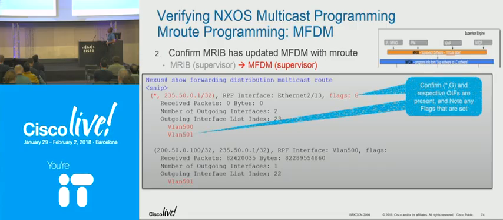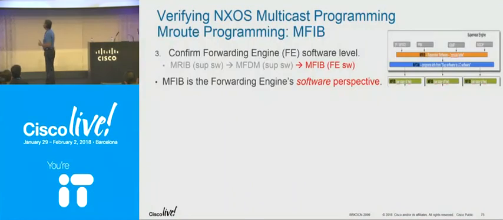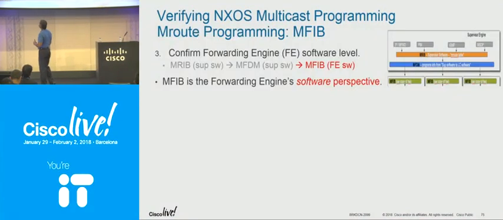So you look into different components to see if you have that relevant (*,G) or the (S,G) created on this output. If you don't see that, then that says that MRIB is fine, but the communication between MRIB and MFDM is not fine. There's some problem here. If you see those entries here, then the next thing to look into is the MFIB.